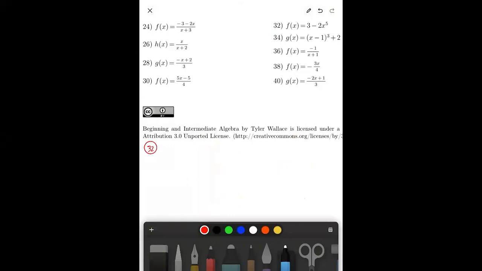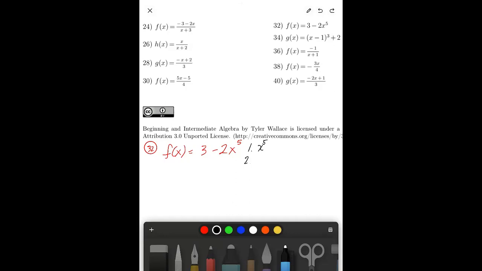So 32 is f of x is equal to 3 minus 2x to the 5th power. Now, I'm going to do PEMDAS. And according to PEMDAS, the very first thing that I do is raise x to the 5th power. Second thing that I do is multiply that by a negative. So I'm going to say times, that's a times symbol.